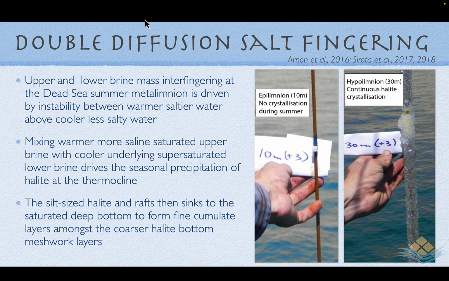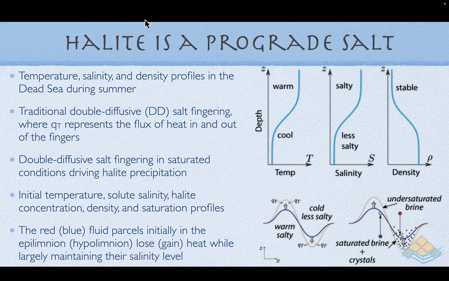In the summer, we're driving precipitation of halite not in large volumes in that upper water mass, but at the thermocline. We see silt-sized halite along with the rafts that are forming as background sedimentation sinking through that saturated deep bottom, and in the summer we form this fine cumulate layer in amongst those coarser bottom halites. There's background halite saturation with meshworks forming, but in the summer we form this finer crystalline halite at the metalimnion sinking to the bottom. In the winter we see clear crystalline meshworks. This is all predicated on the observation that halite is a prograde salt.